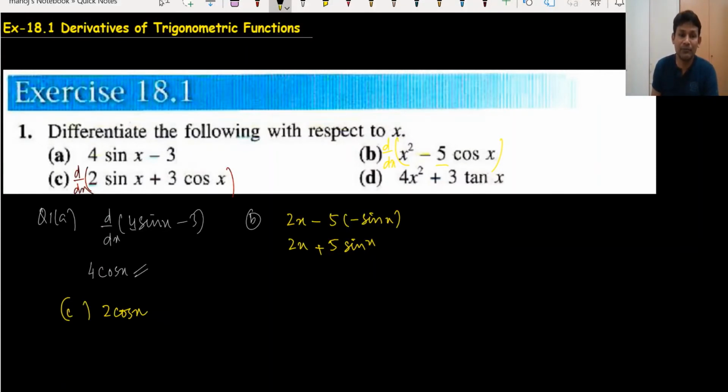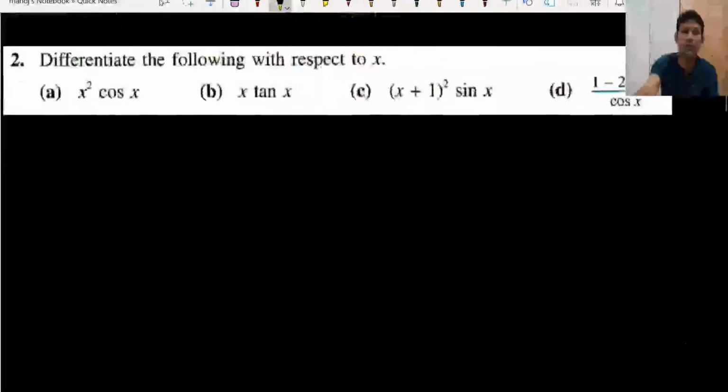So it will become minus 3 sin x, and we have done it. Part D. 4x squared differentiation, when we apply the differentiation here, in this bracket, it will become 4 times 2, which is 8x. Differentiation of tan is sec squared. So we'll write plus 3 sec squared x, and we have done it. This is the way we have done question number 1.